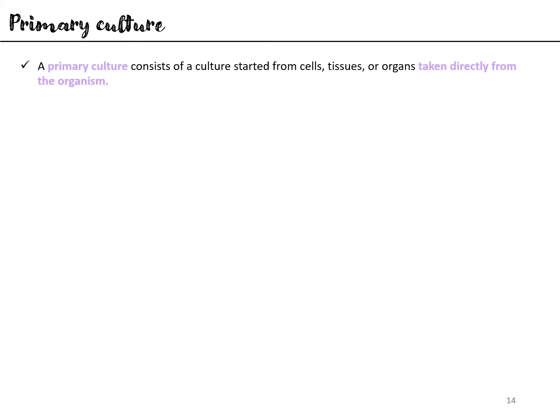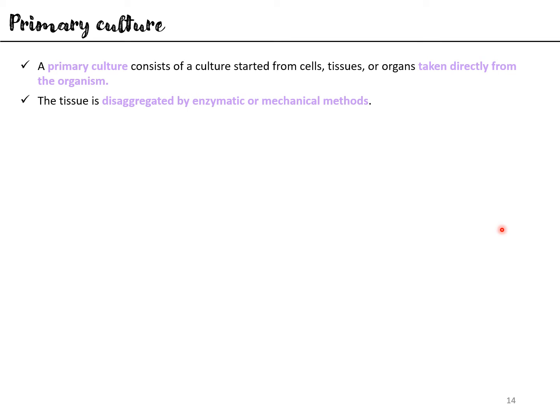So now we're going to talk about primary culture in a little bit more detail. A primary culture consists of a culture started from cells, tissues or organs taken directly from the organism. So in primary culture, you need to have an organism which will be your donor organism. From there you take the cells and tissues and you start the cell culture.